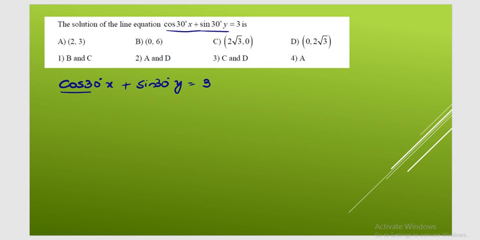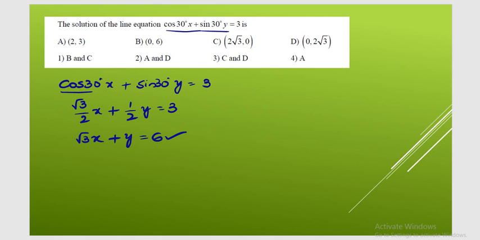So already we know the cos 30 value. What is the cos 30 value? Cos 30 is nothing but root 3 by 2 x plus sin 30 is 1 by 2 y is equal to 3. If I take LCM as 2 and cross multiply, what I am finally going to get? Root 3x plus y is equal to 3 twos are 6. So this is nothing but my linear equation in two variables. Now I need to find out which points satisfy this equation.